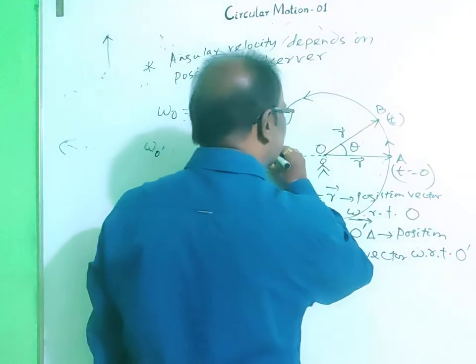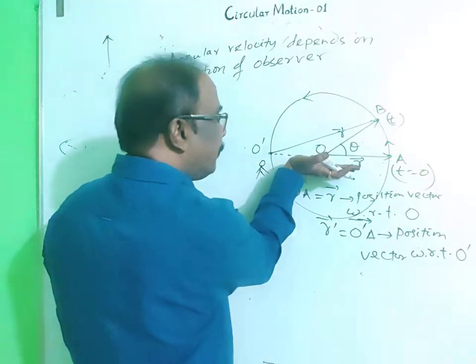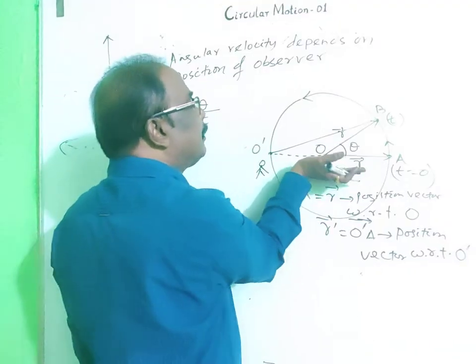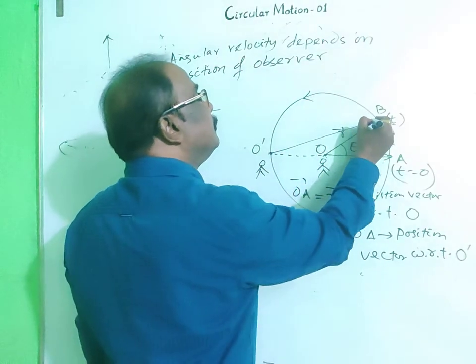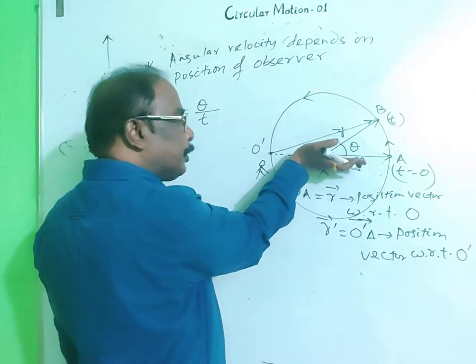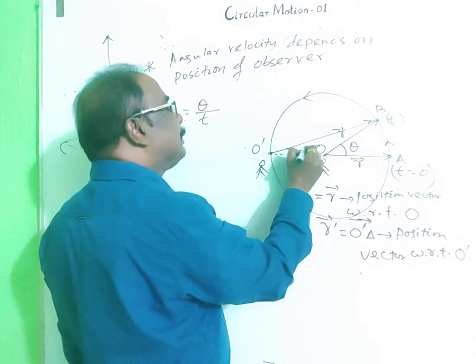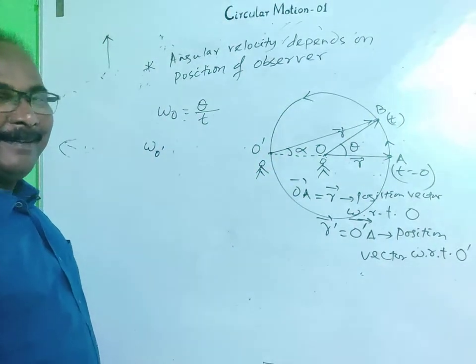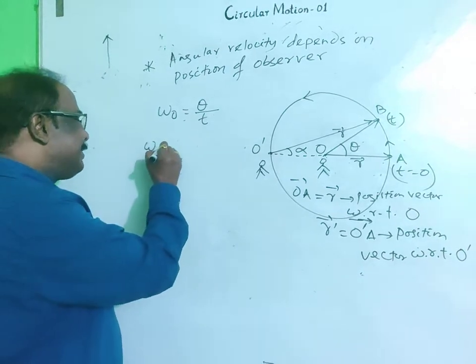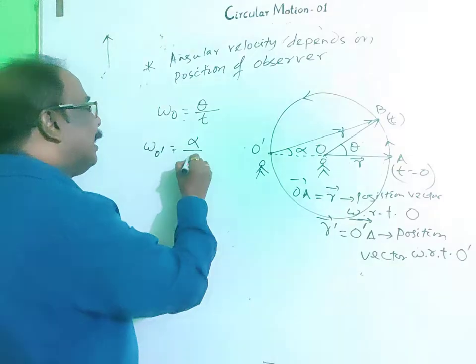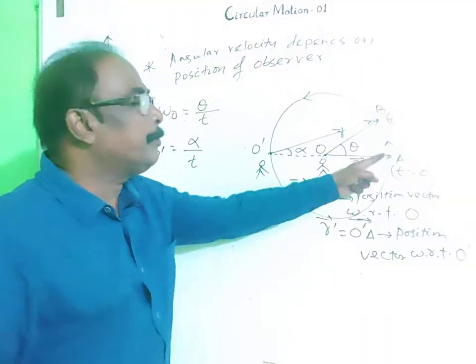See, O dash observes the particle moves from A to B, meaning the position vector changed from position A to position B. Then the angle subtended about O dash, let it be alpha. The angular velocity as observed by O dash is the total angle subtended, alpha, and total time again T, from 0 to T.